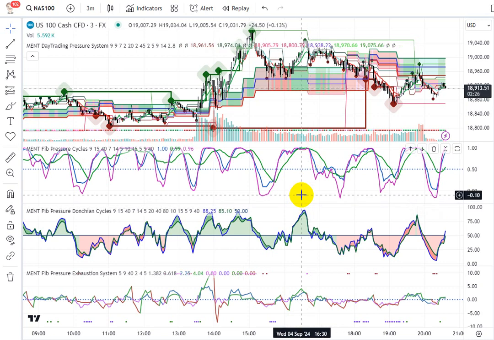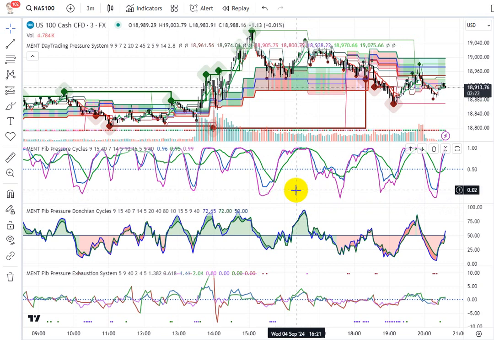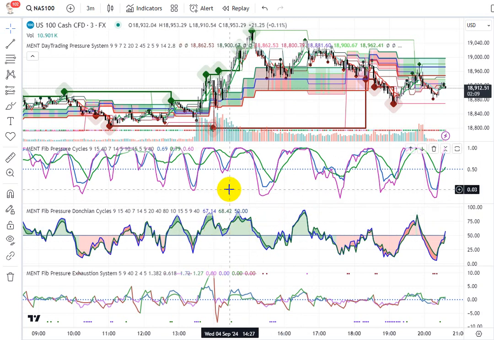Today is September 4th. I am trying to share with you some use practices, let's call them deployment modes, for the Mint Gunslinger tools. And what we're looking at here is what I call an aggressive setup.